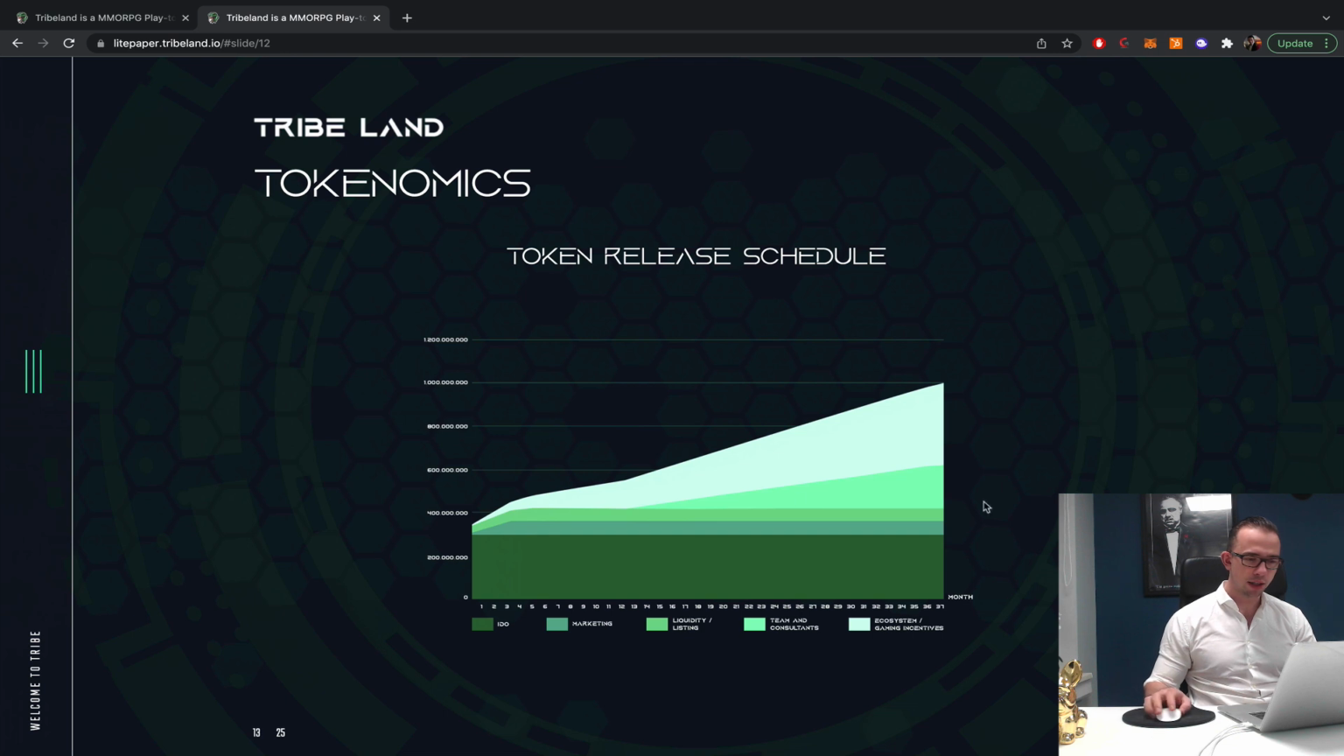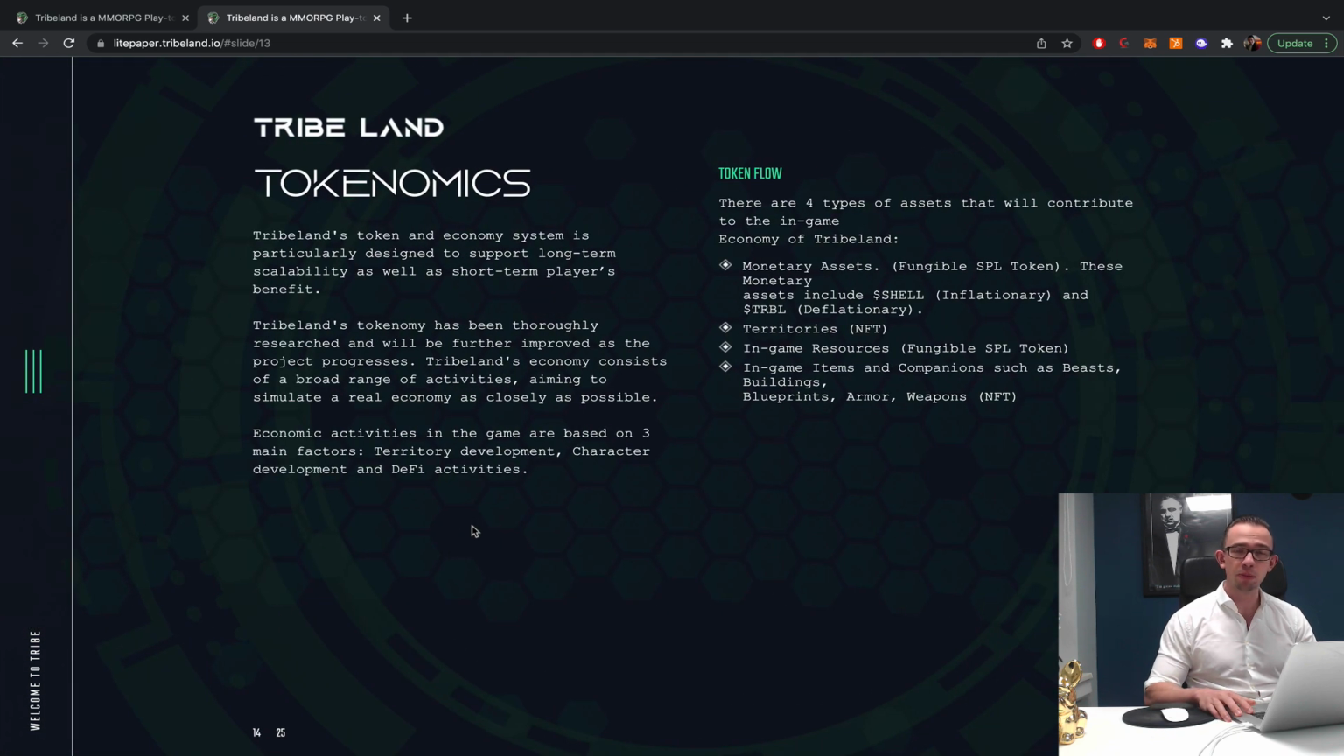Let's see. Yeah, so basically normally what you see is there's a lot of blank space and then it goes up as you progress. They basically release on TGE almost 40% of the fully diluted supply, which to me is not something I often see. So I'm very skeptical about that.